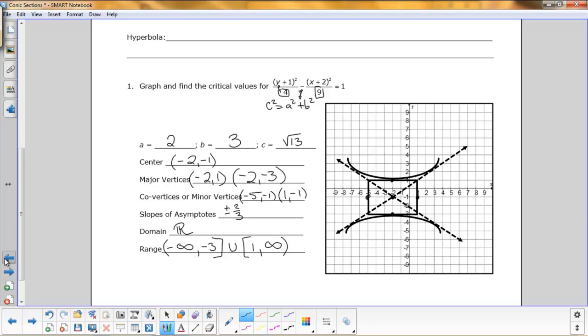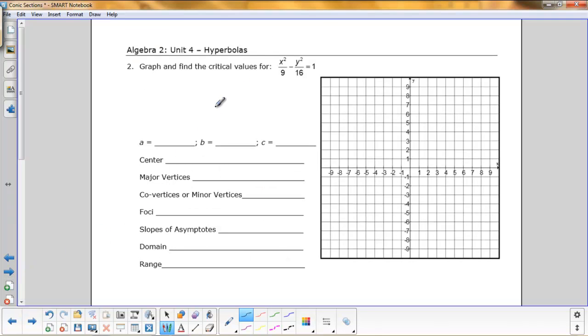Number 2. All right, so first of all, A is 3, B is 4, and using c squared equals a squared plus b squared, c equals 5.